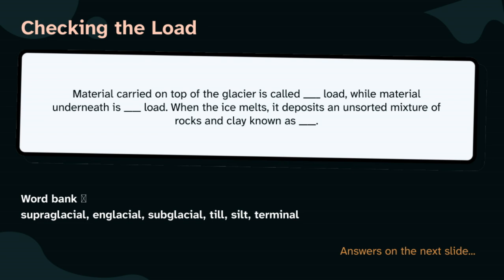When the ice melts, it deposits an unsorted mixture of rocks and clay known as blank. Your word bank is supraglacial, englacial, subglacial, till, silt, terminal. Take 1 minute to fill the gaps. Remember, think about the prefixes. Super means on top. Sub means underneath.